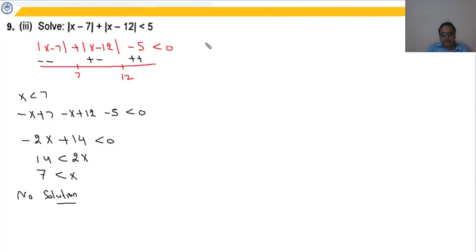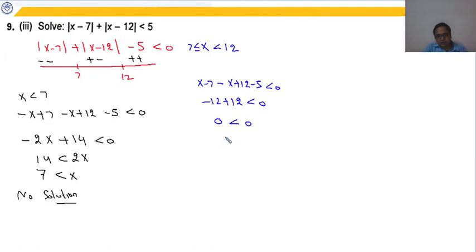Now let's try for x greater than or equal to 7 but less than 12. So the first mod becomes positive, whereas the second mod becomes negative. x and minus x cancel out. Minus 7 minus 5 is minus 12, plus 12 is less than 0. We are getting 0 is less than 0, which is not possible, since 0 is not less than 0. So this is also not possible, and we are not getting any solution in this case also.